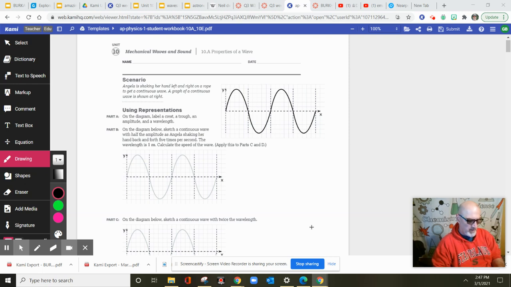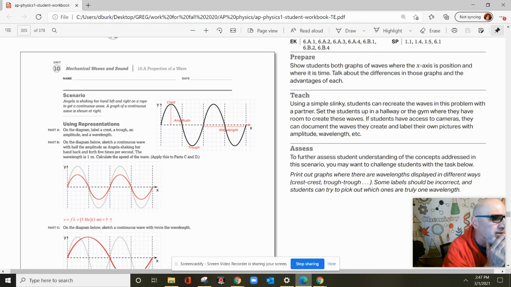All right, let me go ahead and hit my stopwatch and go find the answers. There they are. Angela is going to shake her hand in the rope and get a continuous wave. A graph of the wave is shown at right. Label the crest, the trough, the amplitude, and the wavelength.